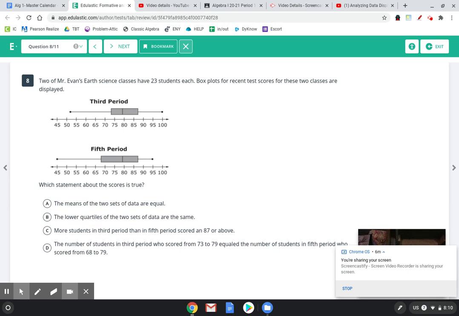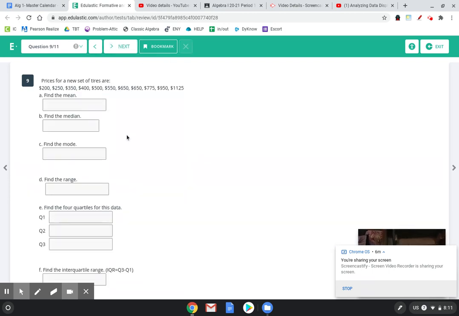More students in 3rd period than 5th period scored an 87 or above. And the number of students in 3rd period who scored from 73 to 79 equaled the number of students in 5th period who scored from a 68 to a 79. Okay, which of those is true? Lots of box plots. Here we go.